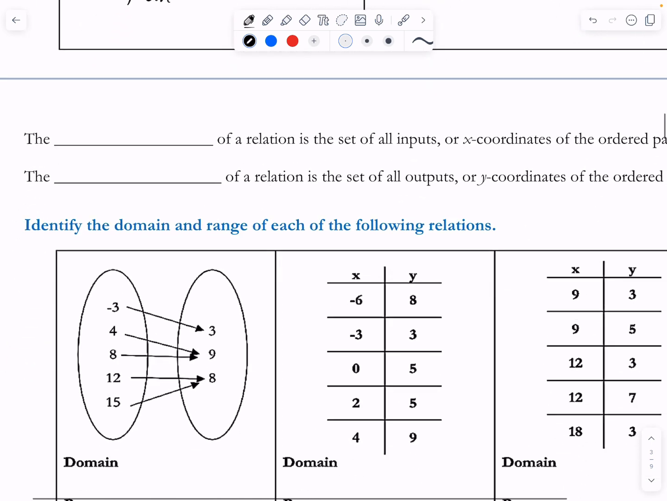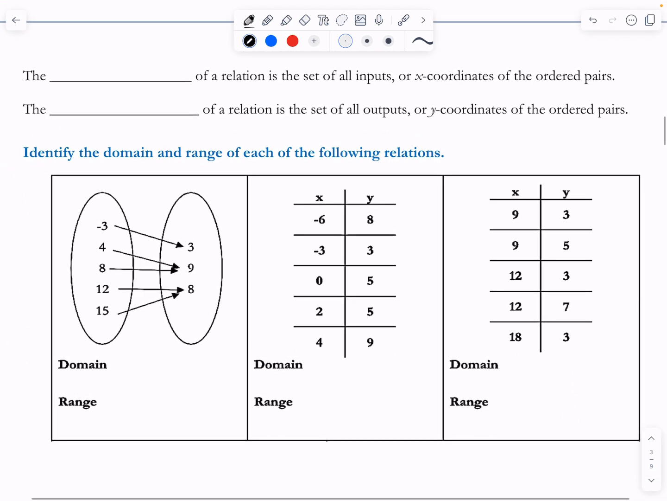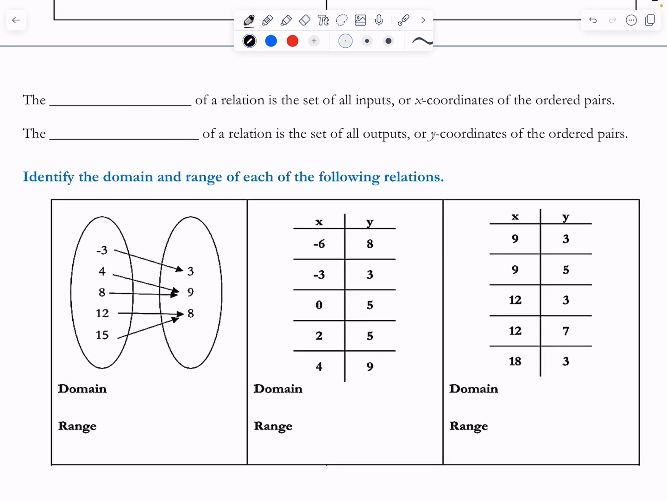Okay, now take that a step farther. I've already mentioned the words, which I'm hoping you guys remember again. It should be a review. If we're talking about the set of all the inputs or x-coordinates in the ordered pairs, this is called the domain. And a lot of students think that when you're talking about functions, you're talking about domains. You can still have domains even if it's a relation. You're going to see here in a moment.